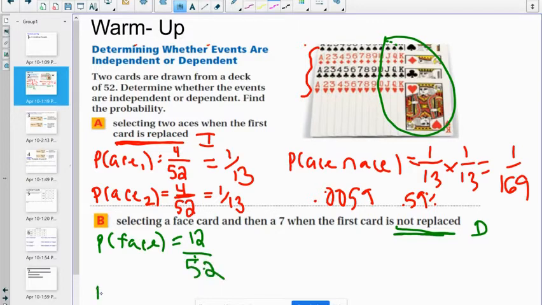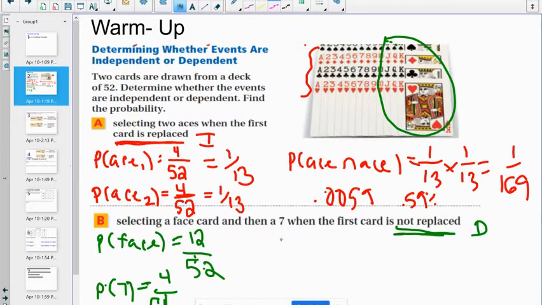Now probability of 7, this is where it changes up a little bit. Because it's dependent, now instead of the denominator being out of 52, it's out of 51. Because when we drew, let's say we selected a king, the king of hearts, once we pick the king of hearts, we're not going to put it back in the deck. So there's only 51 cards left. And there are 4 different 7s, because again there are 4 of the same number or type, one of each suit.